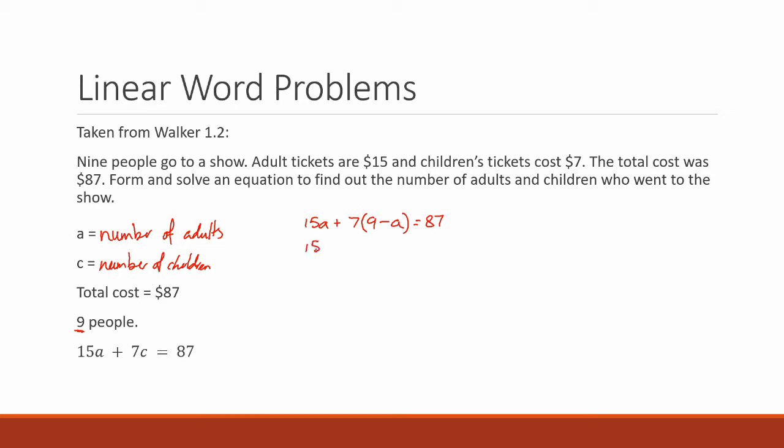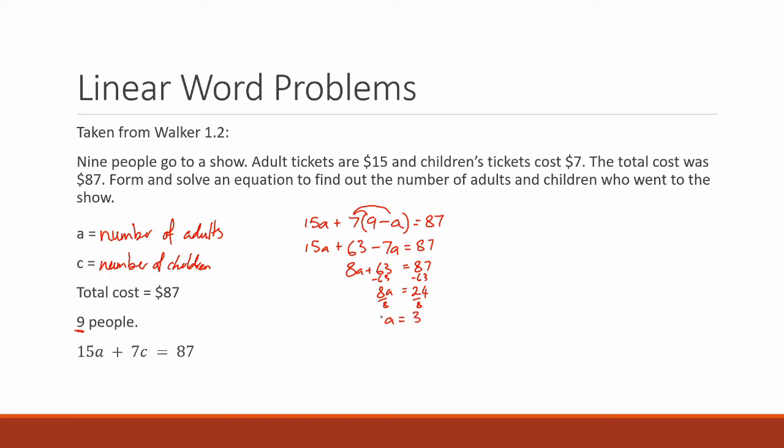So I have 15A plus 7 times 9 minus 7A equals 87. Now I can group my like terms here. 15A minus 7A is 8A, plus 63 is 87. We'll get rid of the 63 by taking it away from both sides. We have 8A equals 24. Nice numbers there. So we can divide by 8 to get rid of that because it's multiplying, and so A is equal to 3.